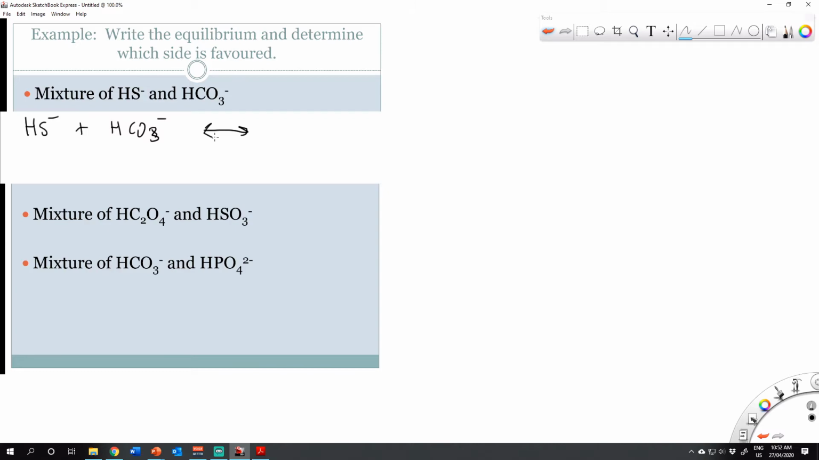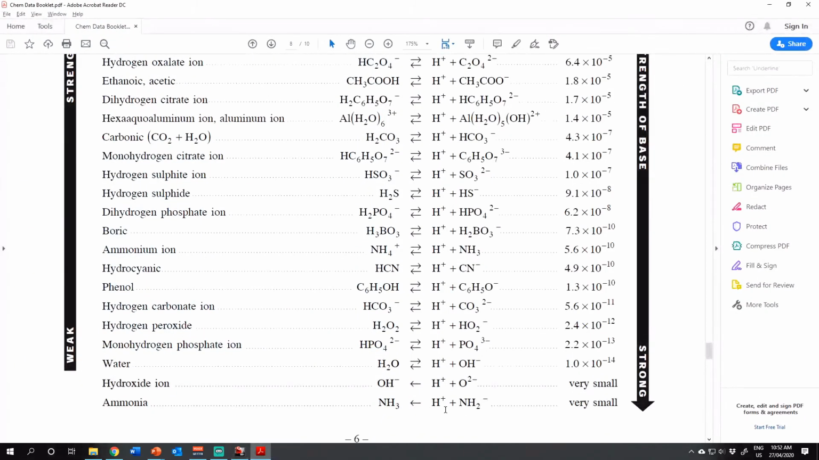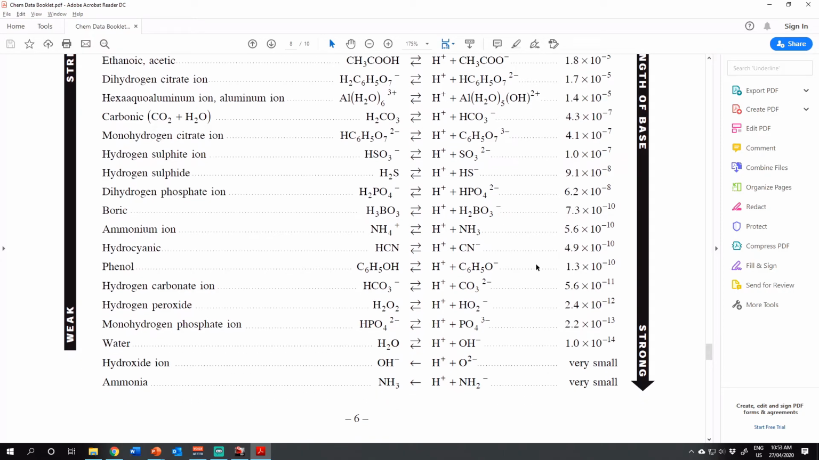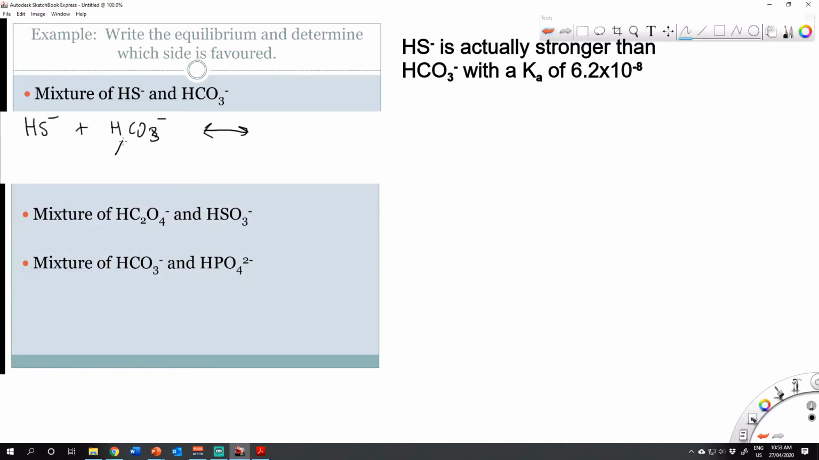So the first step is to determine which one is going to be the acid and which one is going to be the base. I'm going to guess it's the HS-, because HCO3- is pretty weak, but I want to confirm that. Oh, maybe I'm wrong. HS- isn't even on the chart. So HS- is really weak because it doesn't even show up. So we'll just say HCO3- is my acid. That'll allow us to write the following.